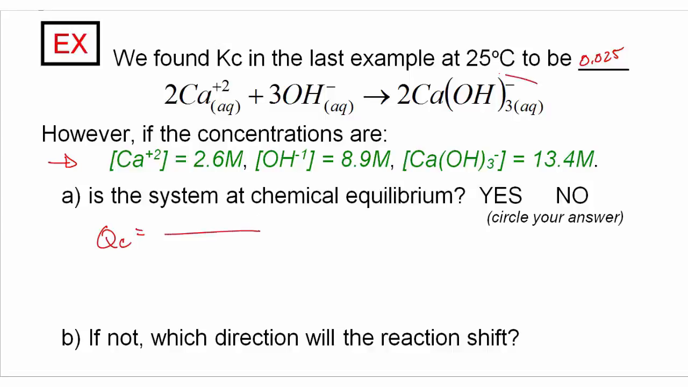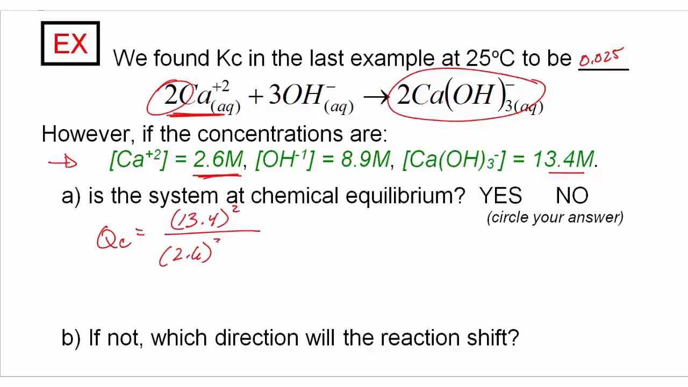So it will be the concentration of calcium hydroxide squared. So that'll be 13.4 squared divided by the reactants to their stoichiometric powers. Calcium squared, so here's calcium, 2.6 squared, hydroxide cubed, 8.9 cubed. What do I get? I get 13.4 squared divided by 2.6 squared divided by 8.9 cubed, about 0.0376.